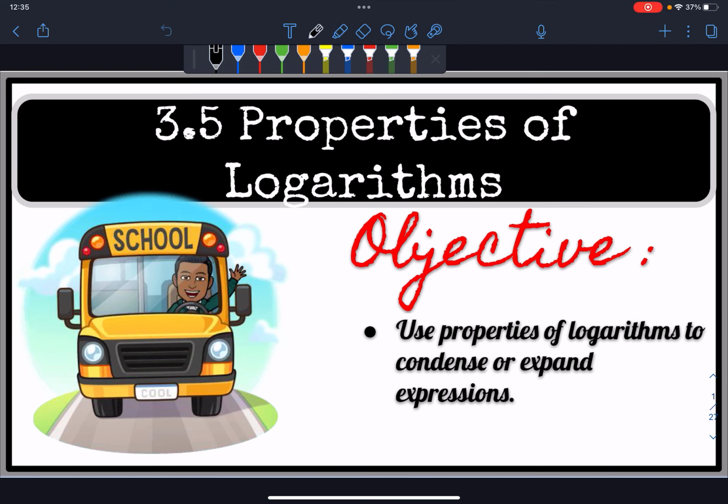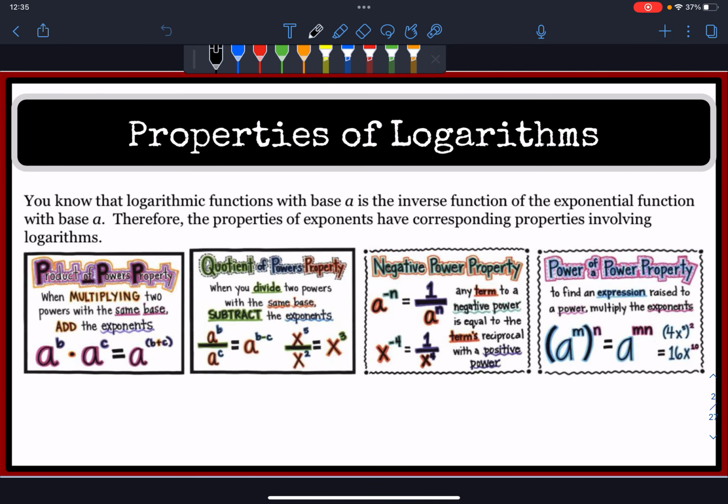Hello class and welcome. In lesson 3.5, Properties of Logarithms, you'll learn to use the properties of logs to condense or expand a logarithmic expression. Now, similar to exponential functions, logarithmic functions with base a have a log property that kind of corresponds to exponents.